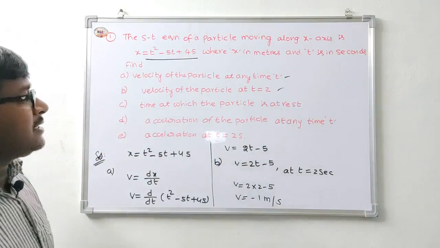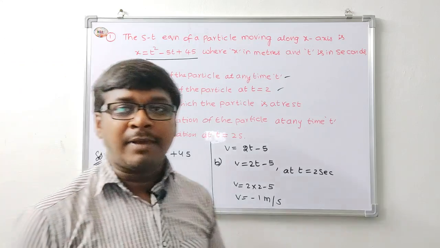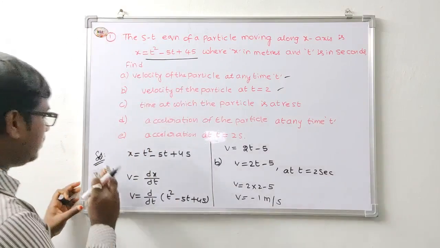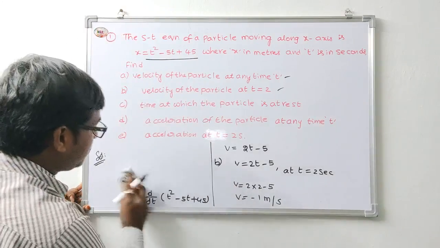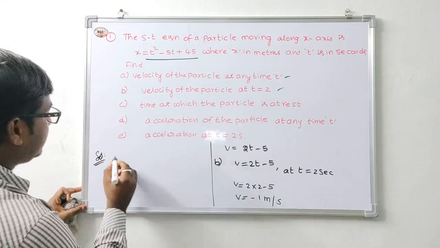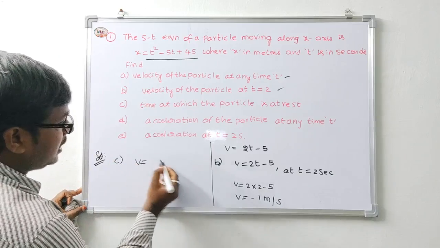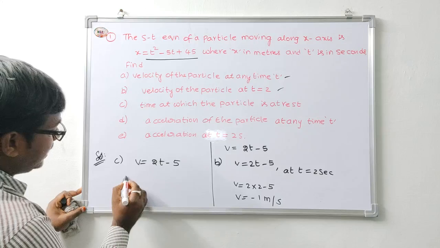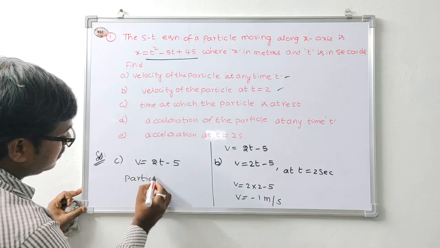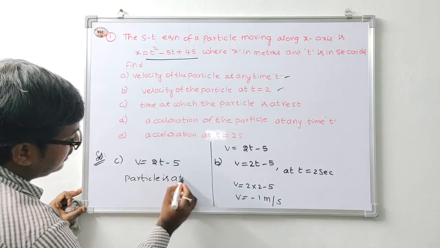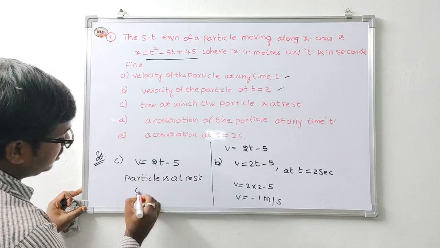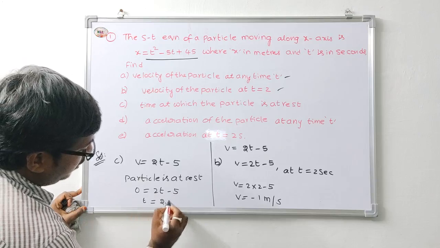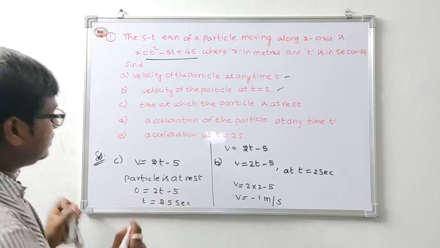Third part, the time at which the particle is at rest. When the particle is at rest, the final velocity will be 0. Here v = 2t − 5, so 0 = 2t − 5. Then t = 2.5 seconds. This is the third part.